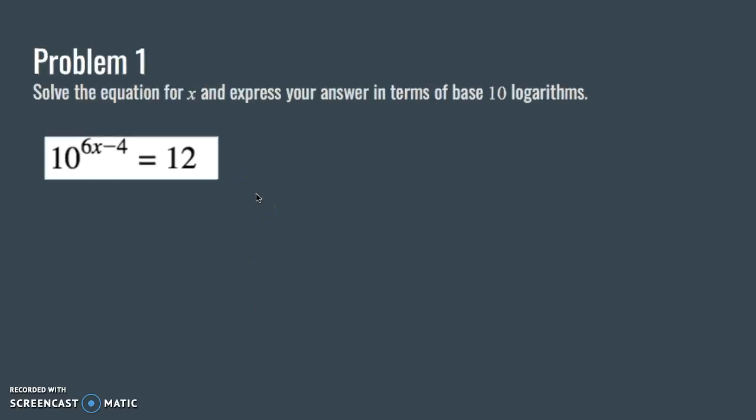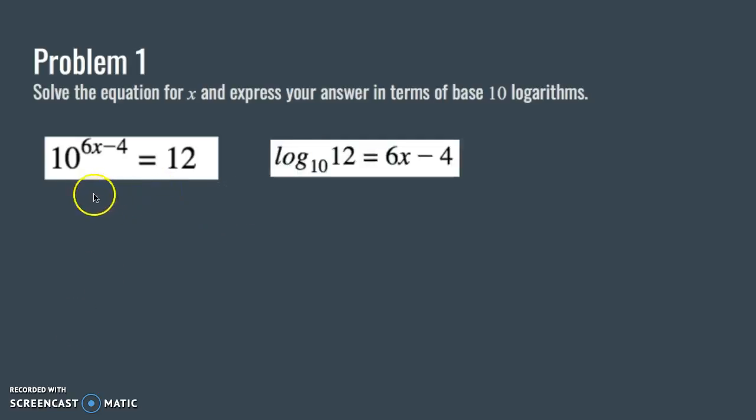Let's put it in logarithmic form, which allows us to solve for the exponent. So we can say that 10 to the power of 6x minus 4 equals 12 is the same as log base 10 of 12 equals 6x minus 4. This is saying that the power I need to raise 10 to get to 12 is 6x minus 4, or 10 to the 6x minus 4 power is equal to 12, making these equivalent statements. This form makes it easier to solve for x.